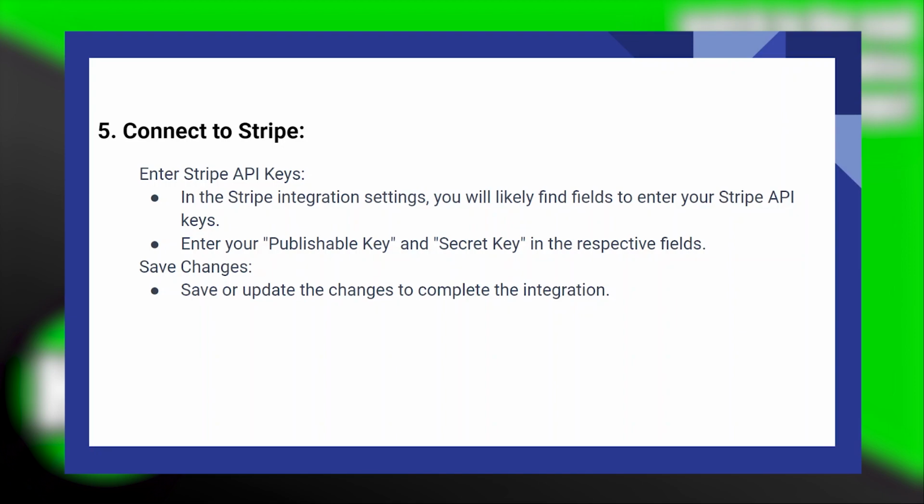Connect to Stripe. Then, enter Stripe API keys. In the Stripe Integration settings, you will likely find fields to enter your Stripe API keys. Now, enter your publishable key and secret key in the respective fields. Save the changes. Save or update the changes to complete the integration.